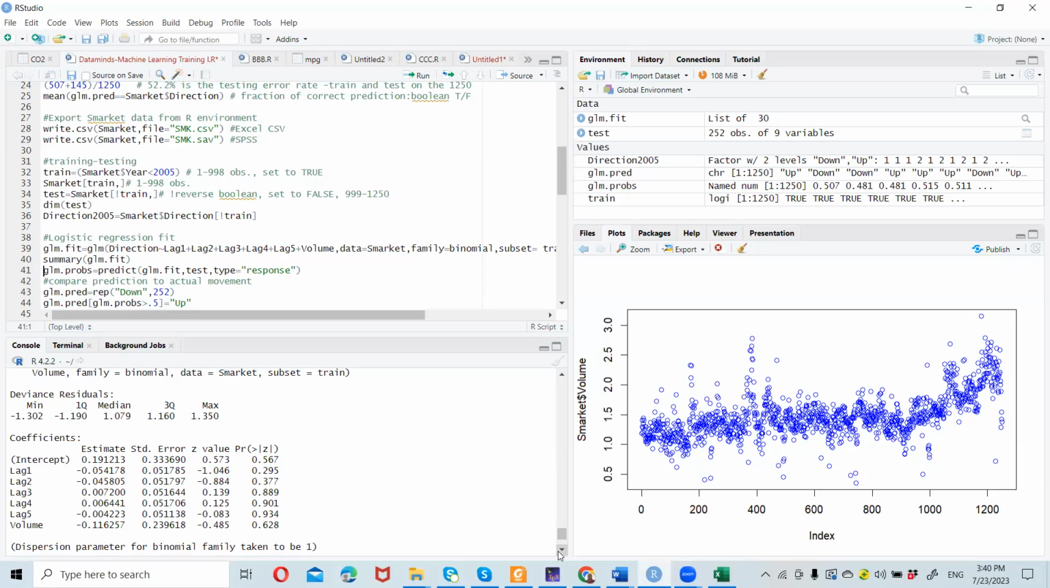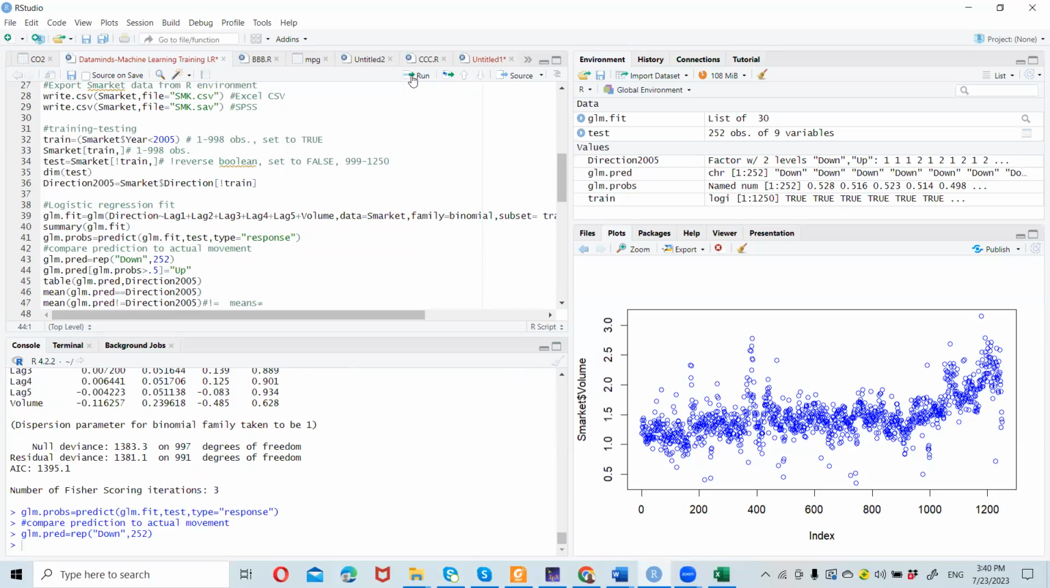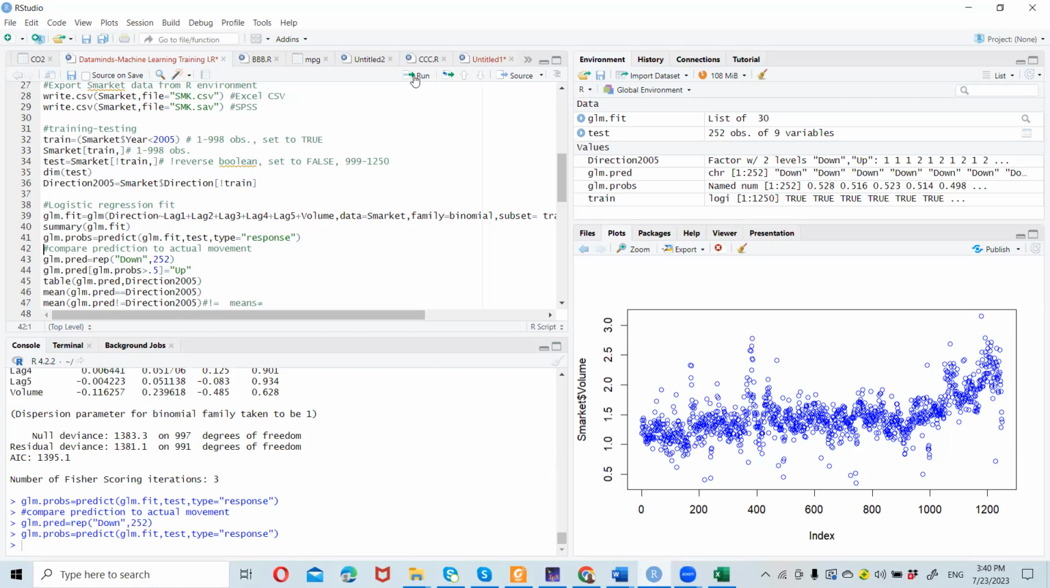So let's now go to the test. We want to predict, based on what you already fitted, with our test data. What do we have? Line 41. Okay, we have our predictions.